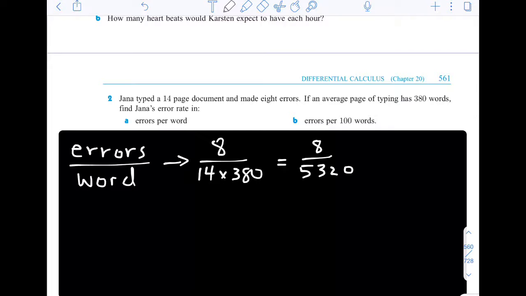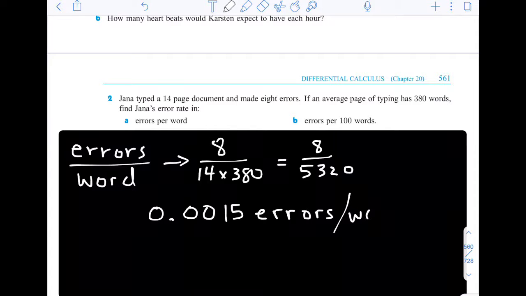So she made 8 errors in 5,320 words, but I want to know what it is per word, because the question says errors per word. So we divide those ones, 8 by 5,320, and we get a number like 0.0015 errors per word. So that's how many errors for one word.